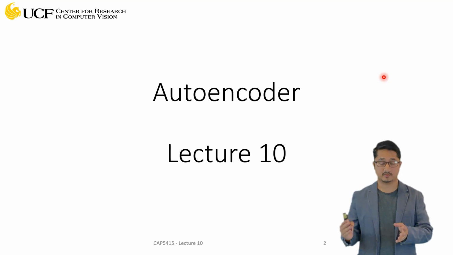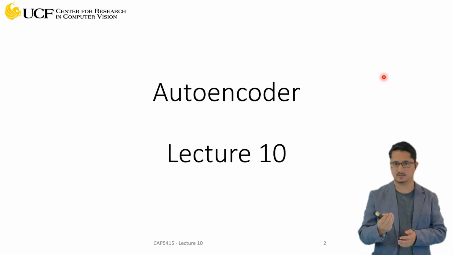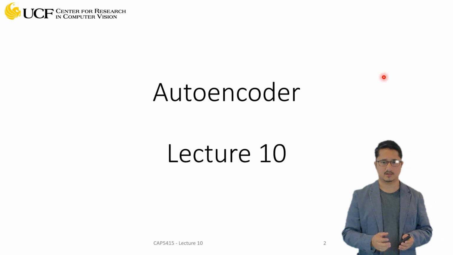And of course, there are a lot of different ways to extract features in deep learning as well. Autoencoder is one of them, and it's one of the simplest ways as well. So we'll start with this.